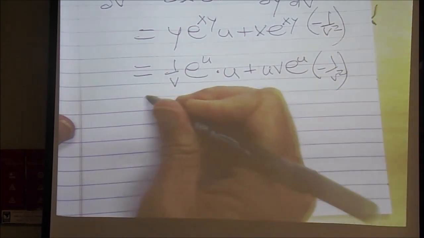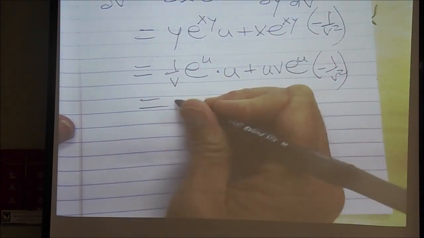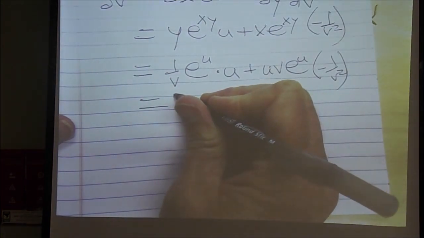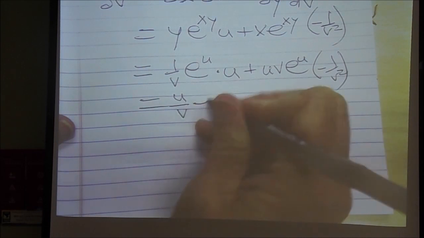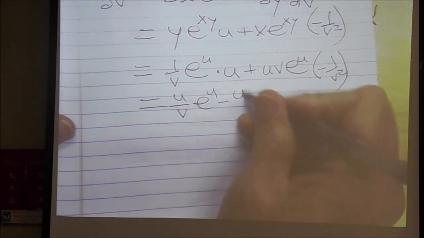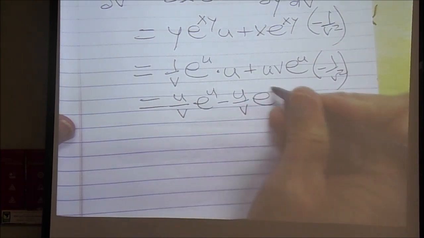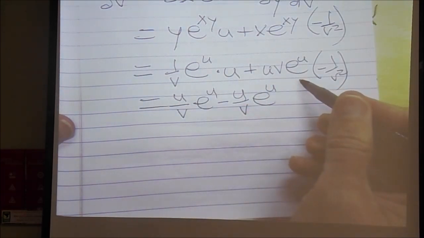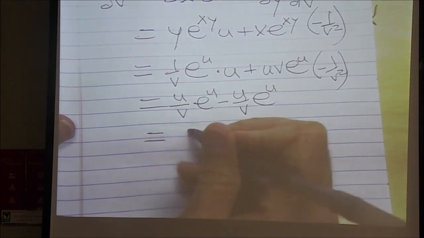This one you definitely want to simplify. This is u over v e to the u minus u over v e to the u gives us nothing.